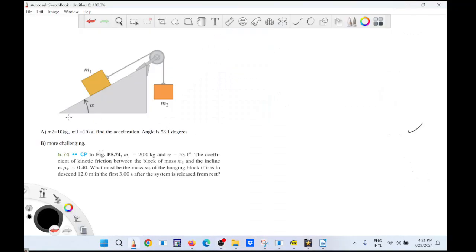So this one has 2 parts. The first part is easy. So you will have something similar for the exam. And the second part comes from the book, and it's a bit more challenging. So here, in the first part, you know M2, which is 10 kilogram, and you know M1, and you want to know the acceleration, right?